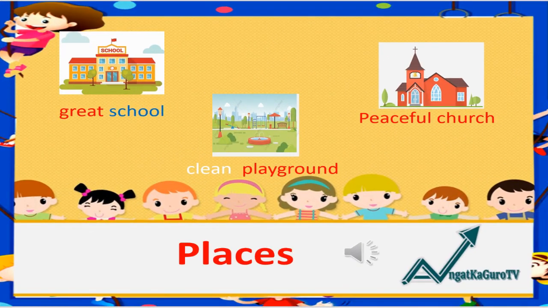And the last example of adjectives are great school, peaceful church, and clean playground. The school, the church, and the playground are places. And great, peaceful, and clean are all adjectives.